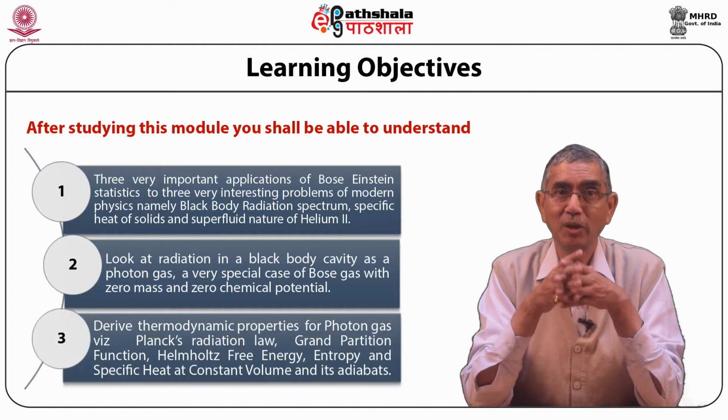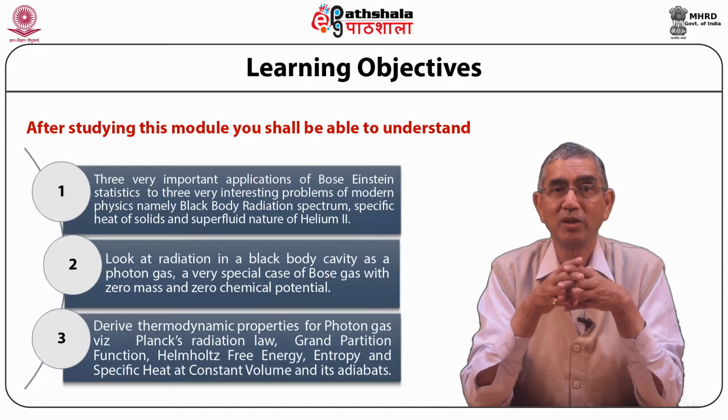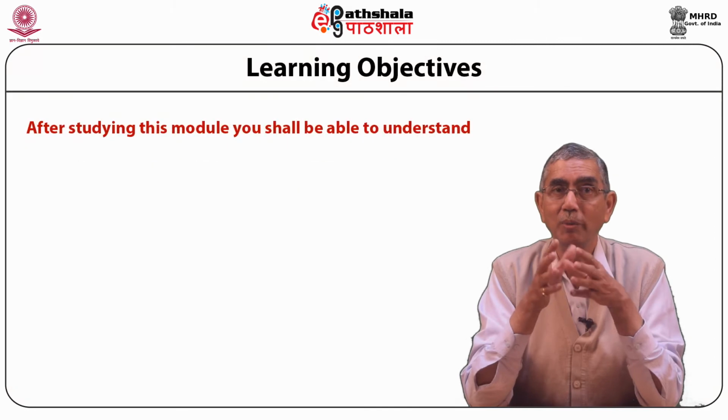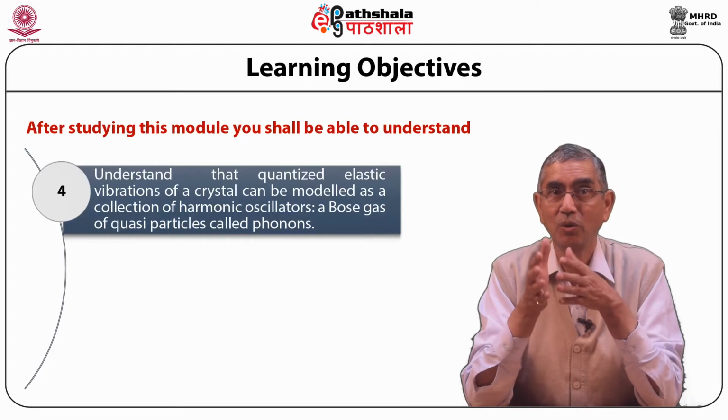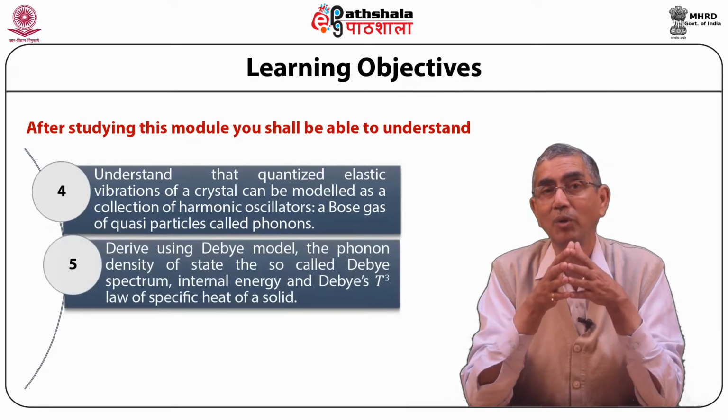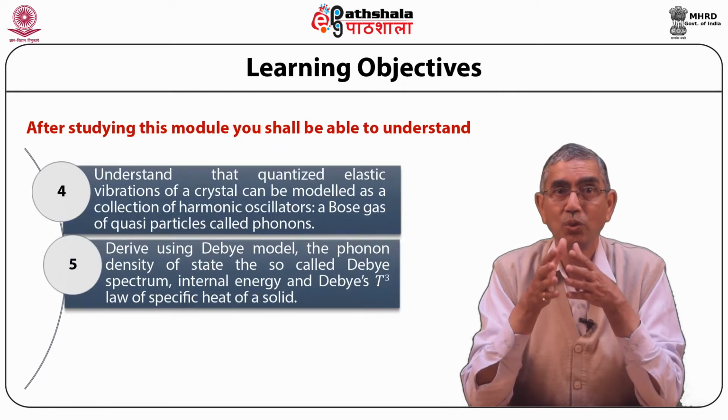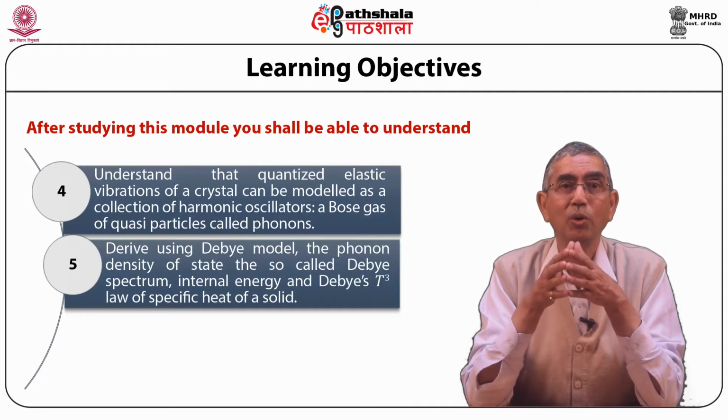You will be able to derive thermodynamical properties of photon gas with Planck's radiation law, grand partition function, Helmholtz free energy, entropy, and specific heat at constant volume and its adiabats. You will be able to understand that quantized elastic vibrations of a crystal can be modeled as a collection of harmonic oscillators and a Bose gas of quasi-particles called phonons. Derive, using the Debye model, the phonon density of states, the so-called Debye spectrum, internal energy, and Debye's T-cube law of specific heat of a solid.